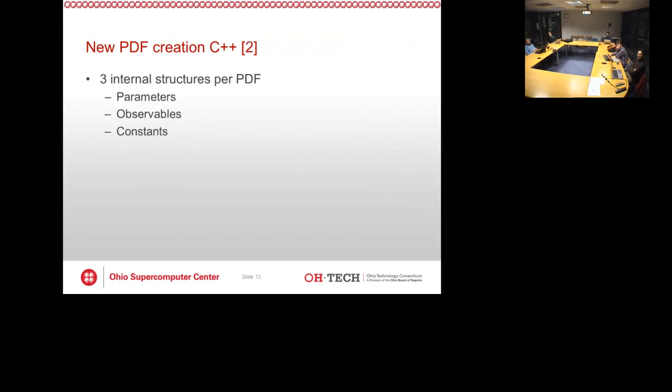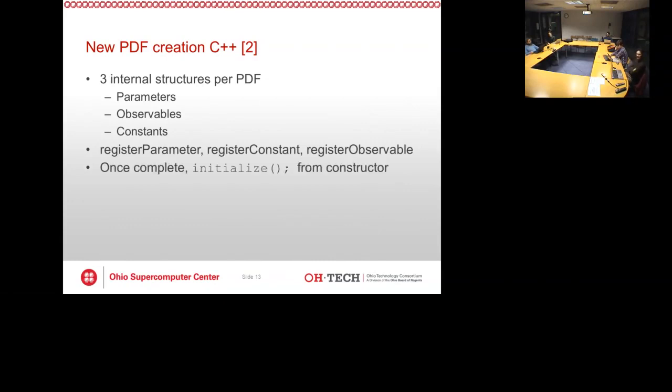For our constructor, we are going to track locally to the PDF our parameters, our observables, and our constants. We're going to register them. So we have register parameter, constant, and observable that we'll call. And when we are done, we're going to initialize at the very bottom of the constructor.